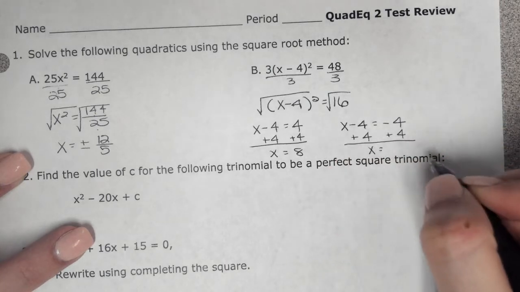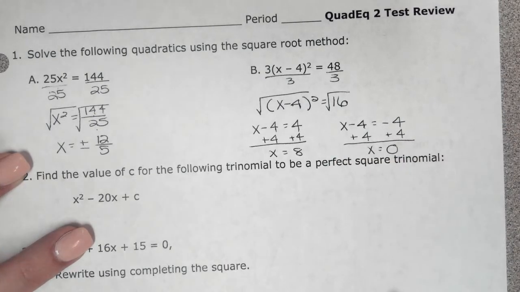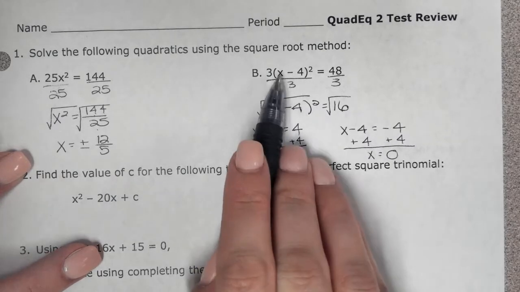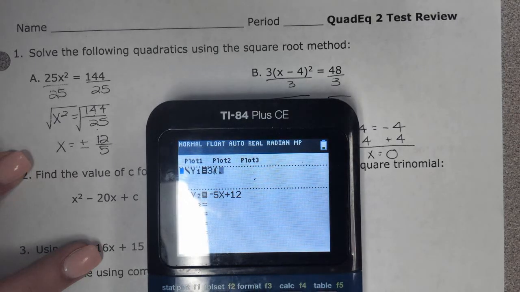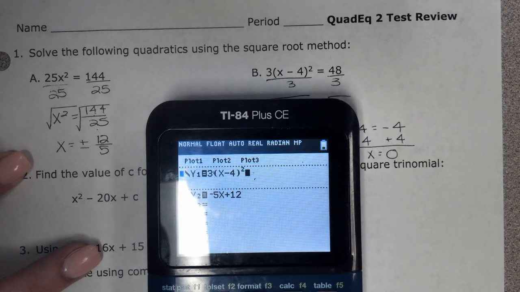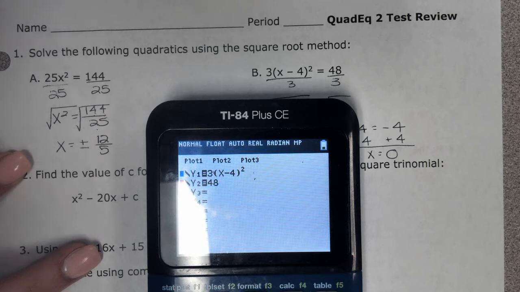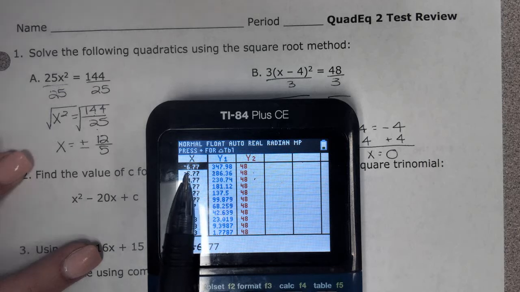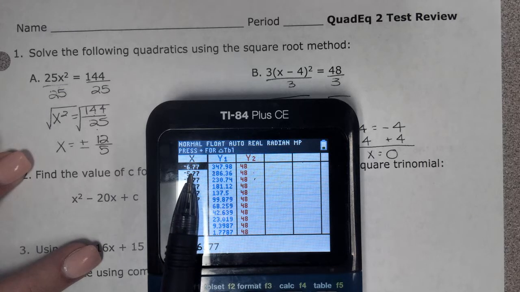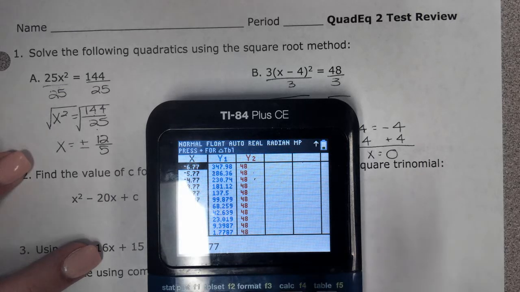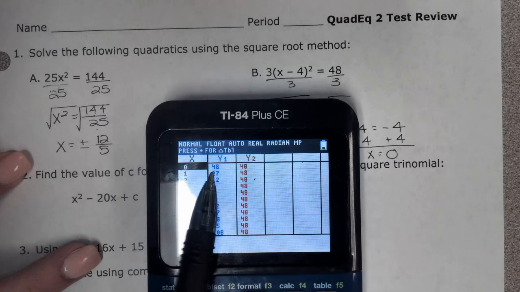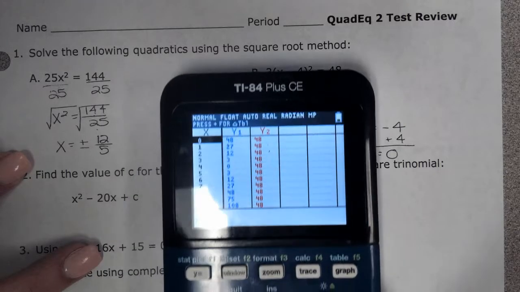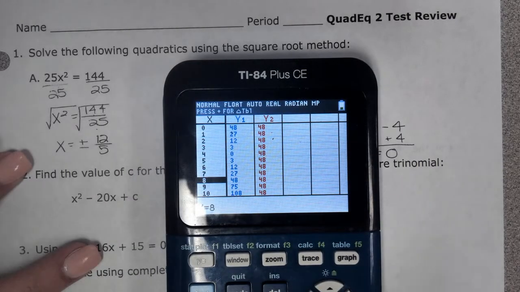To get rid of the minus 4, you add 4, add 4. So x equals 0. Now, had this been your test, you can do left side y1, right side y2. So I could have put 3 parentheses x minus 4 squared, and in y2, I would have put 48. And you can look at your table and see where y1 matches y2. I'm at funky numbers. Do y'all know how to jump to a different number? Second window, and let's just go to 0, because we said that's one of our answers. So second graph. Yep, they both equal 48. And we said it should also be at 8. Yep, they both equal 48.